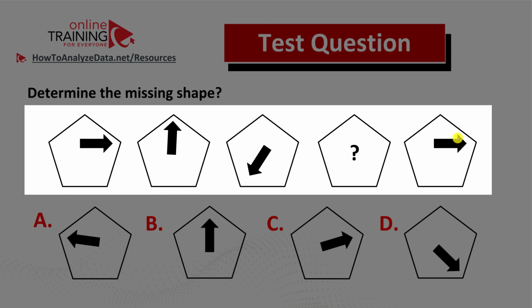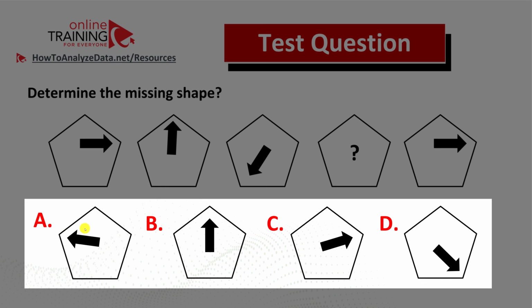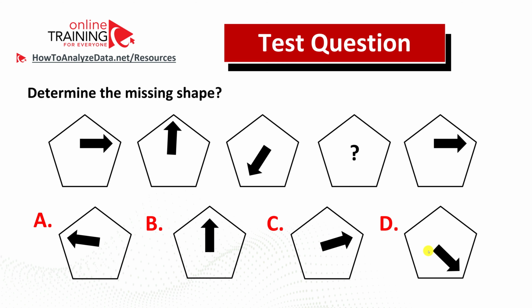And then there is also a 5th shape. And you have 4 different choices. All of them contain pentagons with an arrow pointing in a different direction. Do you think you know the answer? Now might be a good time to pause this video to see if you can come up with the answer on your own.